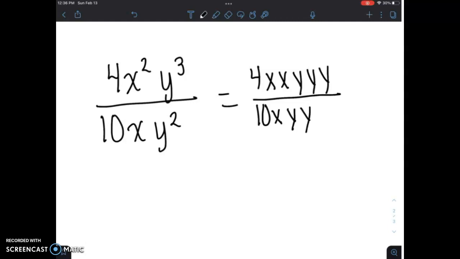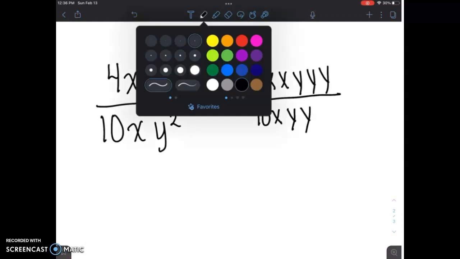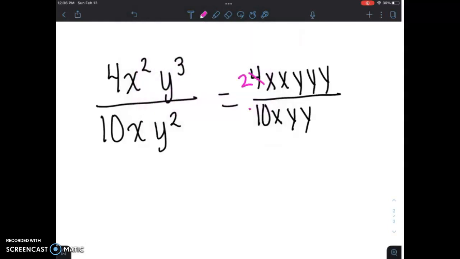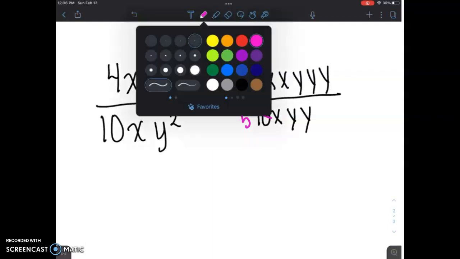So I actually like to simplify the whole numbers to start. So I'm going to go ahead and simplify the 4 over 10, let me just write it in pink so I can see it. I'm going to simplify it to 2 over 5. And so that kind of gets rid of that part.